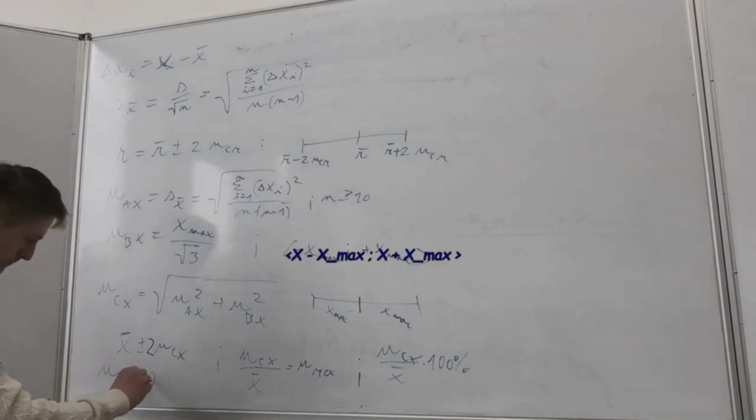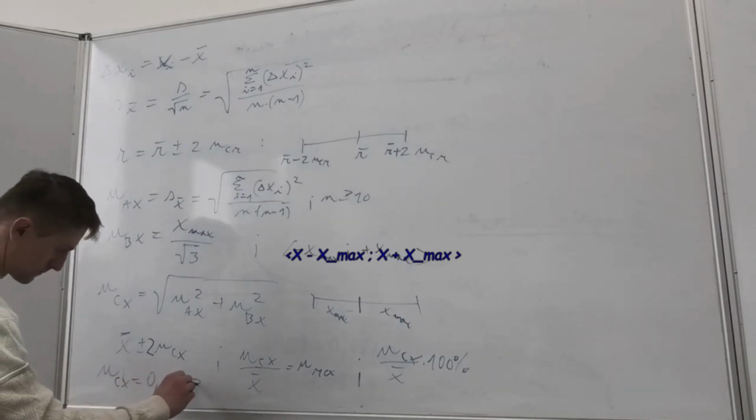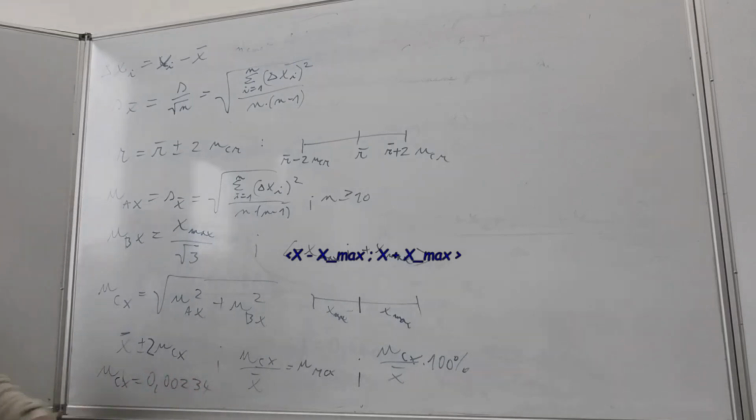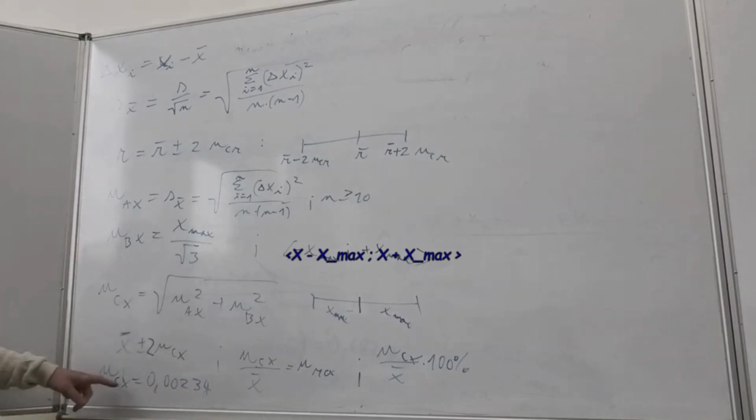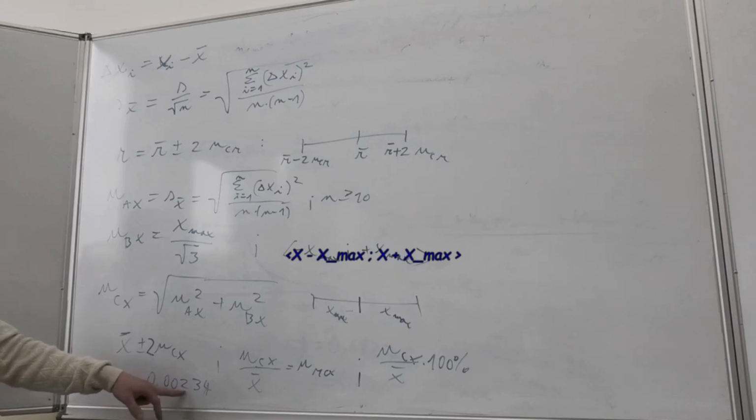For example, on a calculator, you would get this absolute combined standard uncertainty of the quantity x, 0.00234. How many significant figures does this number have? We count the significant figures from the left, from the first non-zero digit to the right. So how many significant figures does this number have?